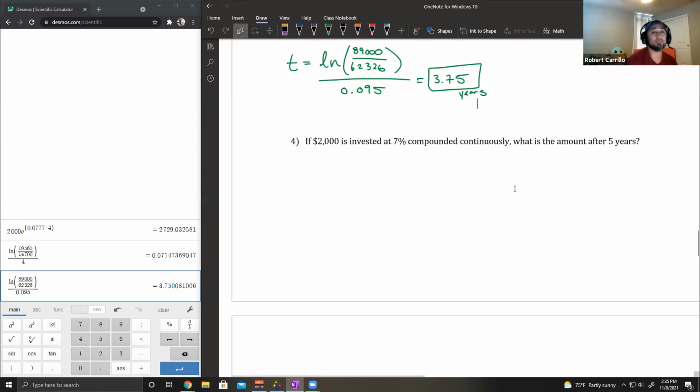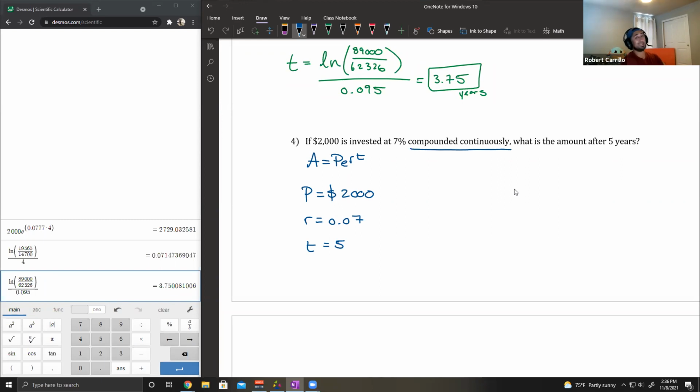And then 4. If $2,000 is invested at 7% compounded continuously, what is the amount after 5 years? Okay, so again, here we will be using PERT, regular old PERT. We are given $2,000. Our rate is 7%, 0.07, and time is 5 years. And the reason we're using PERT is because of these words: compounded continuously.